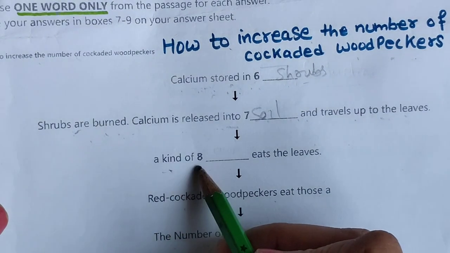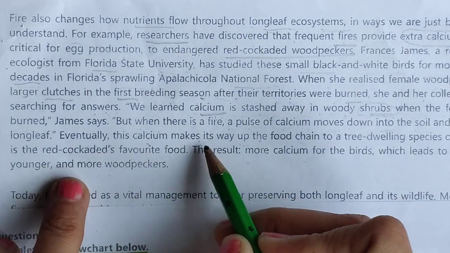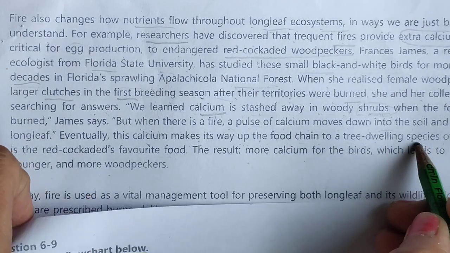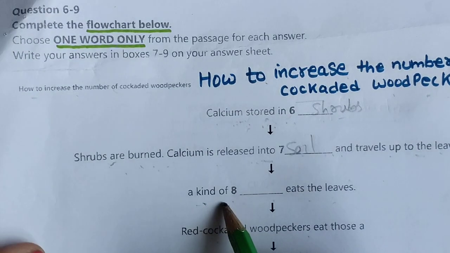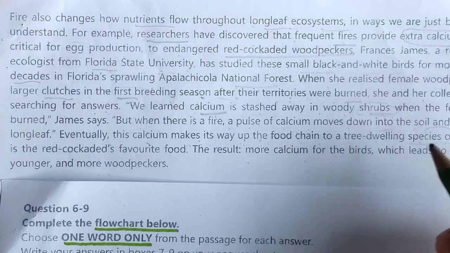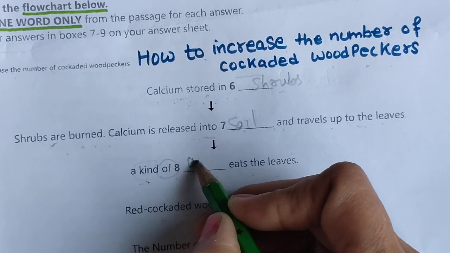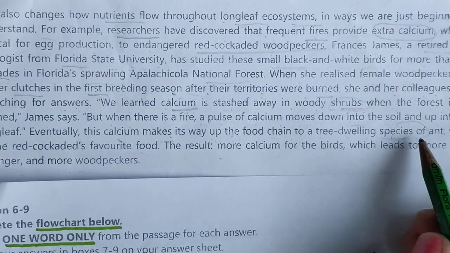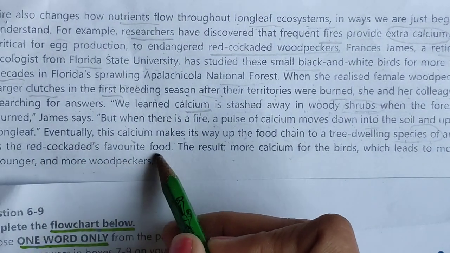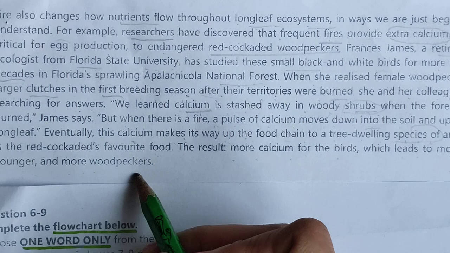Now next location: a kind of dash eats the leaves. So a kind of dash, longleaf. Eventually this calcium makes its way up the food chain to a tree-dwelling species of ant. The word species is also there. A kind means here they are talking about a species of ant. So we can write here, eighth, ant. Okay, so it eats the leaf, which is the red-cockaded woodpecker's favorite food.